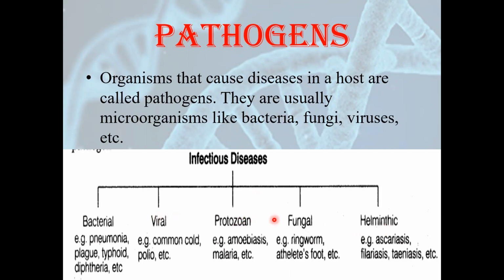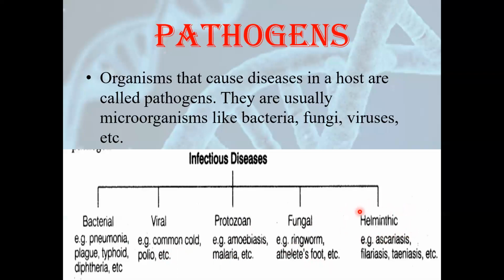You can see in this chart, bacterial diseases are different, viral diseases are different, protozoan, fungal, helminthic diseases are different. Here some examples of bacterial diseases are given: pneumonia, plague, typhoid, diphtheria, and many other diseases. Viral diseases: common cold, polio, and the disease that is prevailing right now in our society, COVID-19, that is also a viral disease. Diseases from protozoans: amoebiasis, malaria. Fungal diseases: ringworm, athlete's foot.